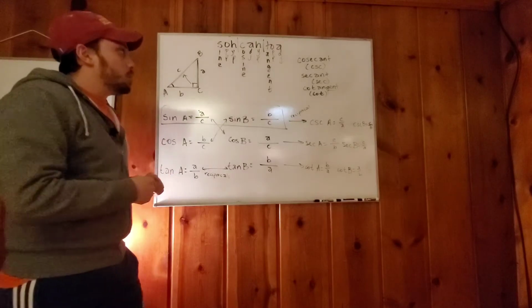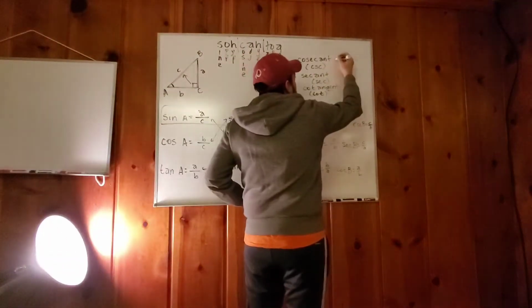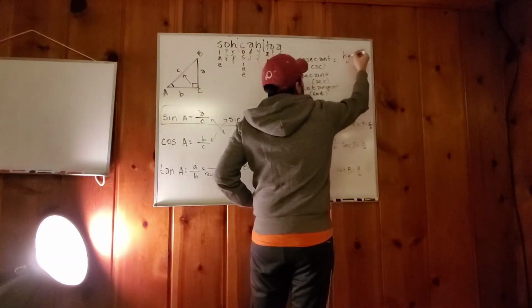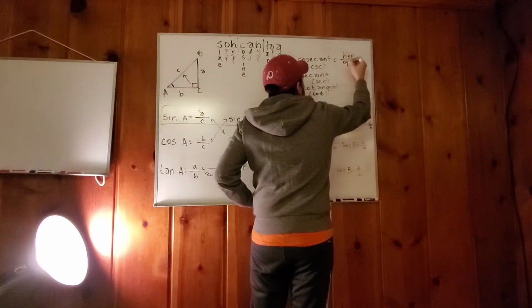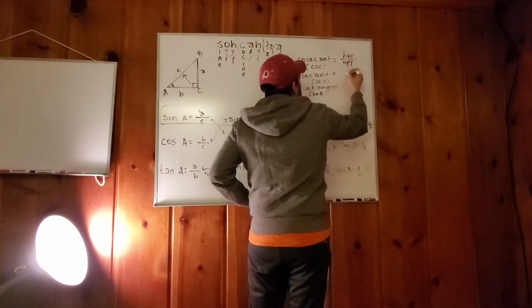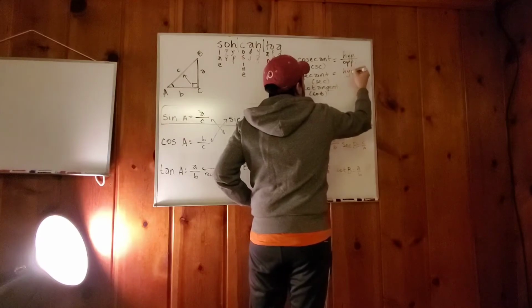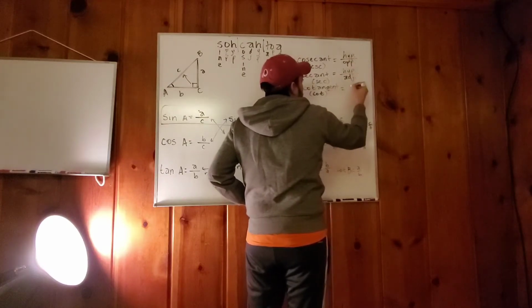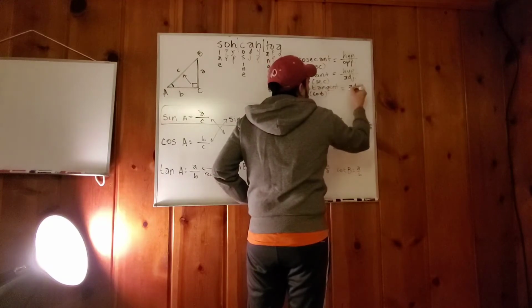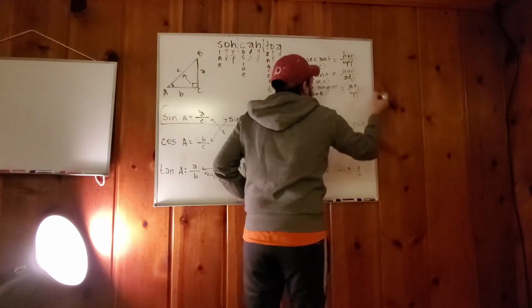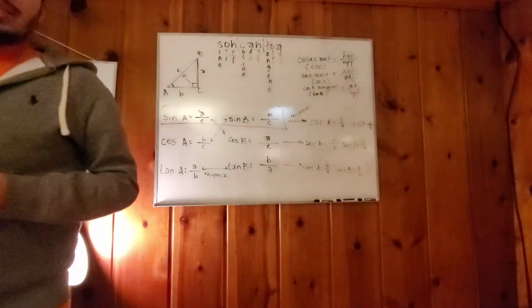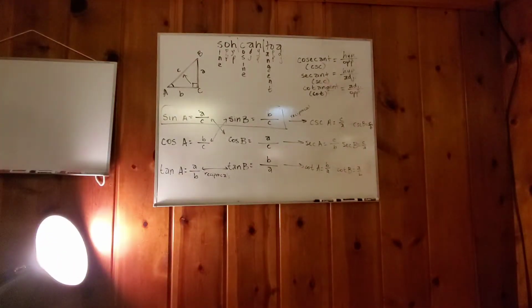So hopefully you understand that cosecant would be hypotenuse over opposite, secant is hypotenuse over adjacent, and cotangent is adjacent over opposite. Hopefully that makes it clear and you understand what we're doing. Now let's actually get into the lesson problems.